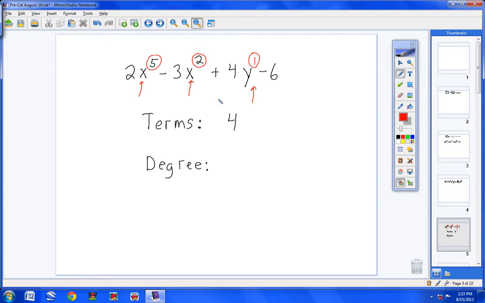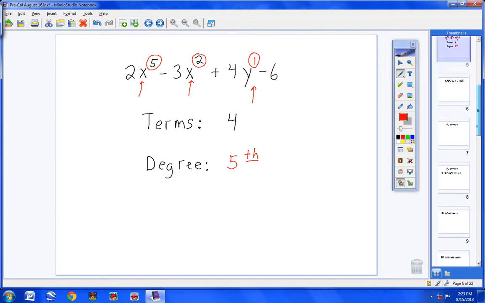Which one of those numbers is the highest? 1, 2, or 5? Well, 5 is. So guess what the degree is? We call this a 5th degree polynomial, because you look at the highest exponent. It's so easy, isn't it? Piece of cake. Now, they're going to get harder in a second, I will admit that, but for right now, it's pretty simple.